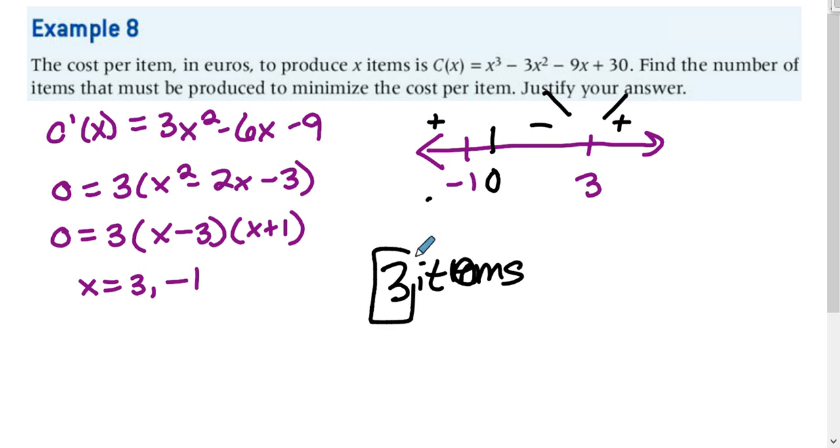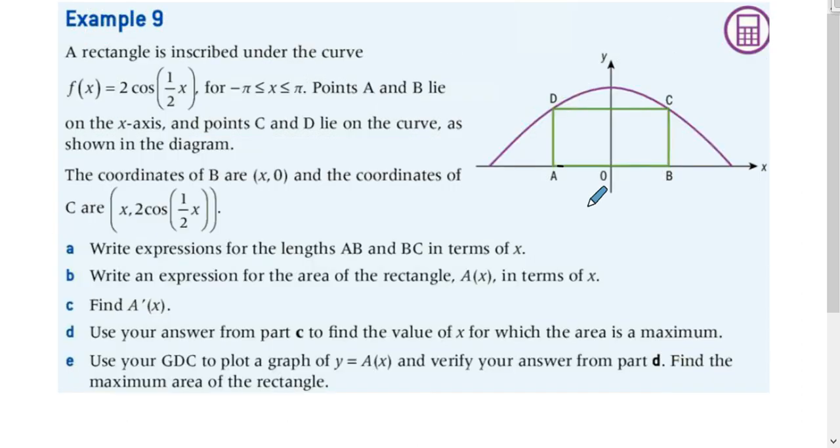I tried to fix it. I'm sorry. We'll just circle 3. Okay. Yeah, pretty much. Right. Okay, so the last one.